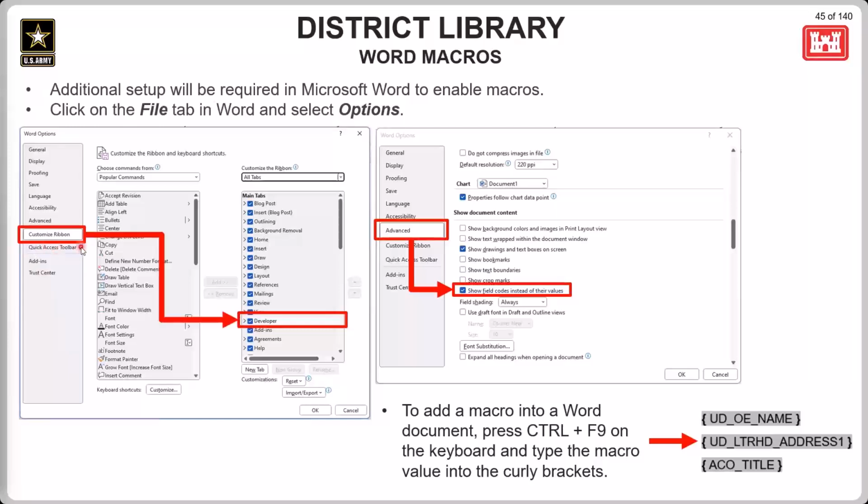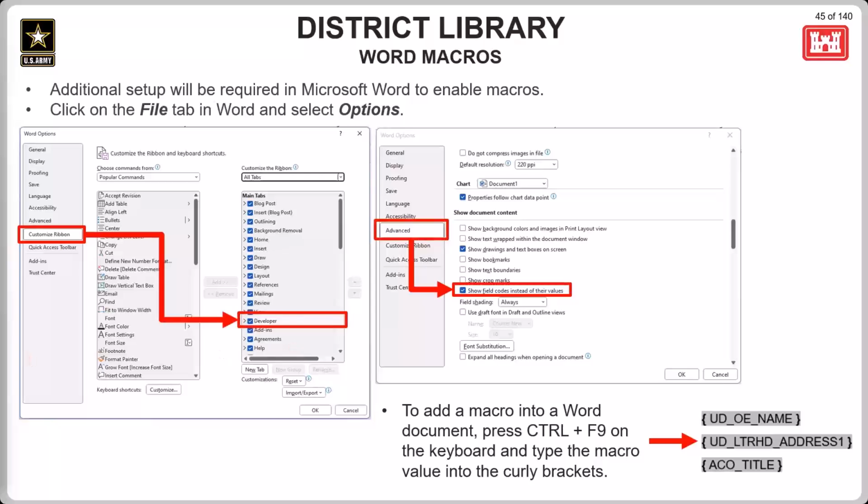Under the Customize Ribbon tab, make sure that the Developer tab is selected under the Customize the Ribbon section. And then in the Advanced tab, you're going to want to scroll down to show document content and make sure that the show field codes instead of their values checkbox is checked.